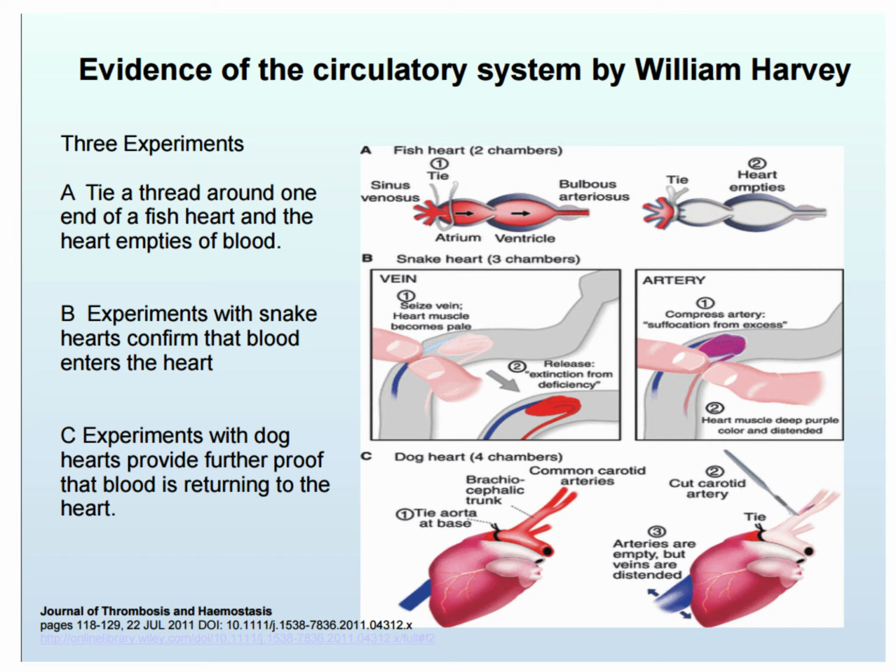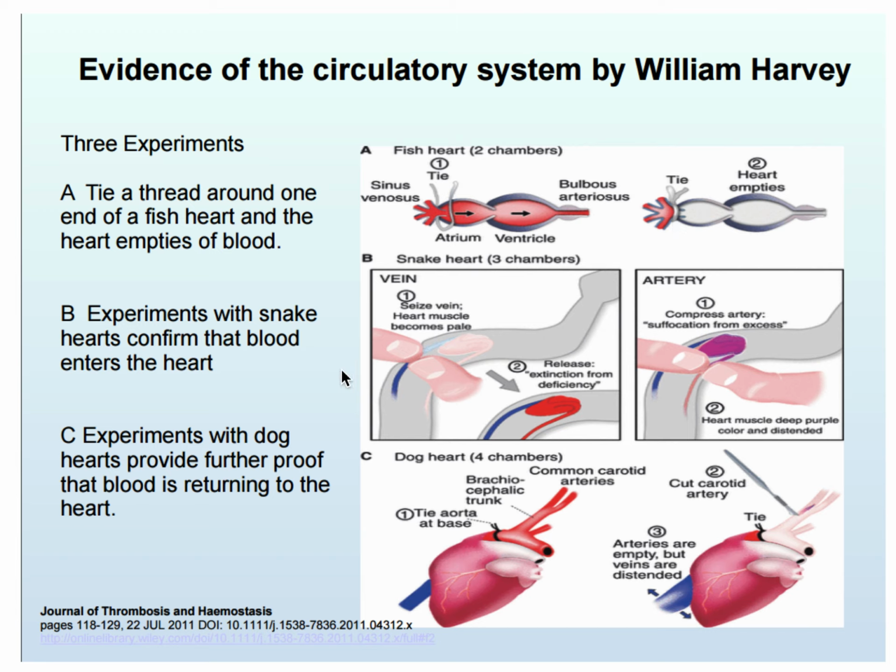So these are some of the experiments that William Harvey did. Here's one with a fish heart, which is only a 2-chamber heart. You can see the atrium here and then the ventricle, and blood flows in this direction. He tied a thread around one end of the fish heart, and what you saw as a result is over here, that the blood emptied the heart. So what this is showing is the pathway or the direction that blood is going to pump from the atrium to the ventricle in the heart. But if you block it, that pumping can't happen.